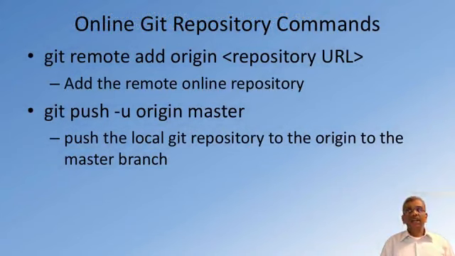Reviewing the commands for setting up the online Git repository, the first one that we just did is git remote add origin and the repository URL. This will add the online repository as the remote repository for my local Git repository. Once I do that, I need to push my contents to my online repository. For that, I do git push -u origin master, and this command will push the local Git repository to the online repository. So let's type that at the command prompt.